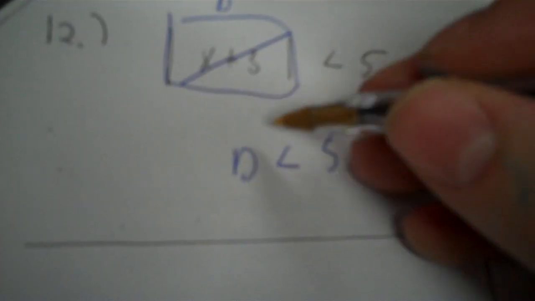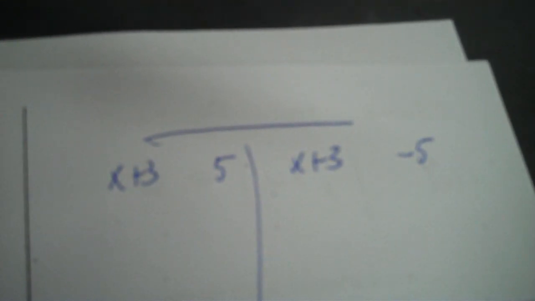Okay, now, replace this whole thing with D. D less than 5. And you solve for D. Well, I have D by itself. Now, where are the two places you could be 5 from 0? Well, I could be at 5 or negative 5, okay?